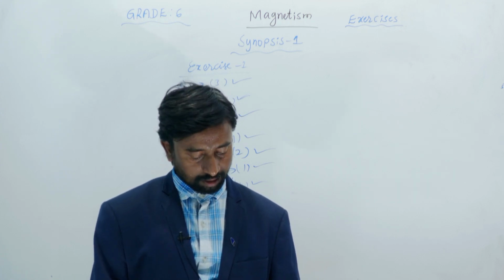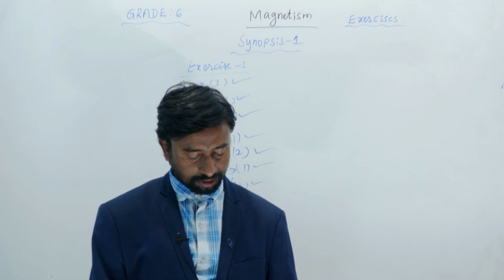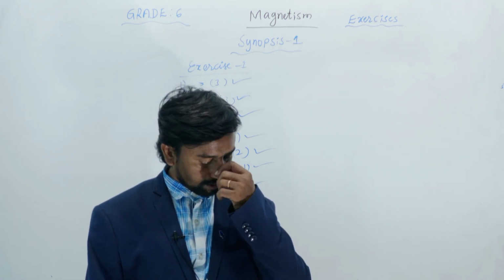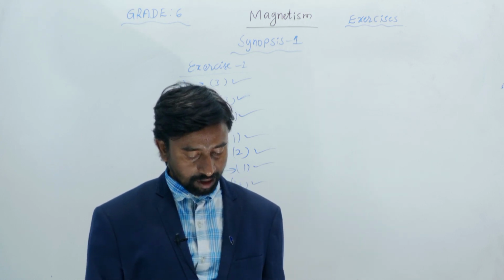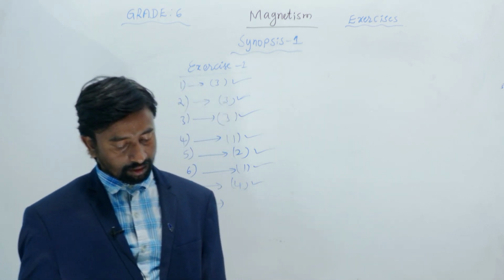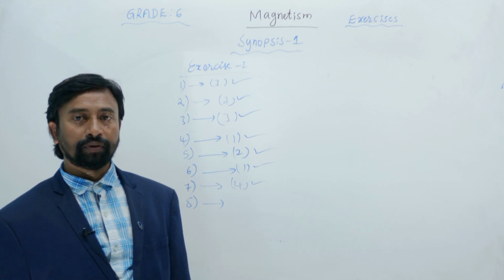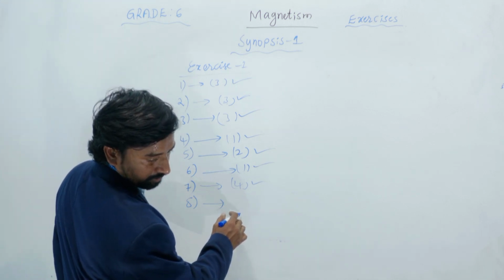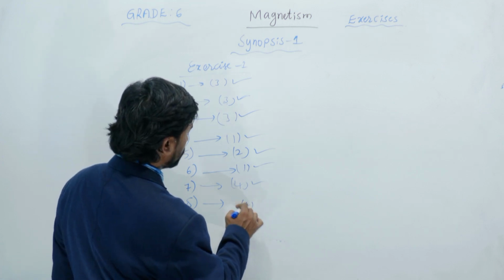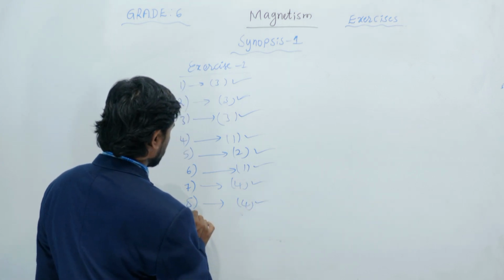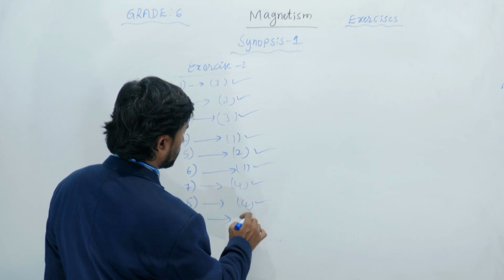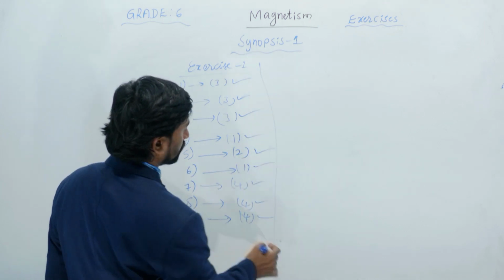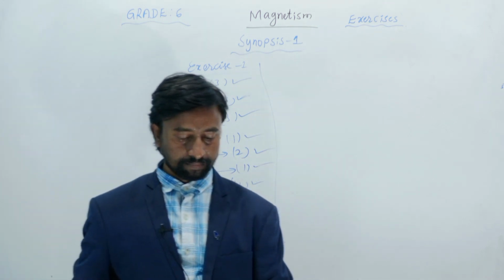And the ninth one: which of the following is an artificial magnet? Horseshoe magnet, magnetic needle, magnetic compass, and electromagnet, all of the above. Horseshoe magnet and magnetic needle are artificial magnets only, so we add all of the above. The eighth one is the fourth option, so fourth is the right answer, and the ninth one is also the fourth, all of the above. Now the next questions.